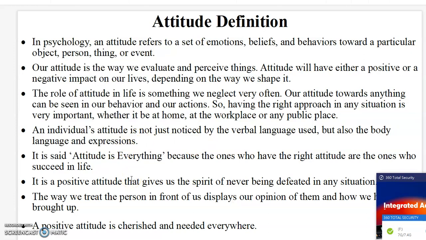It is said attitude is everything, because the ones who have the right attitude are the ones who succeed in life. It is a positive attitude that gives us the spirit of never being defeated in any situation. The way we treat the person in front of us displays our opinion of them and how we have been brought up. A positive attitude is cherished and needed everywhere.